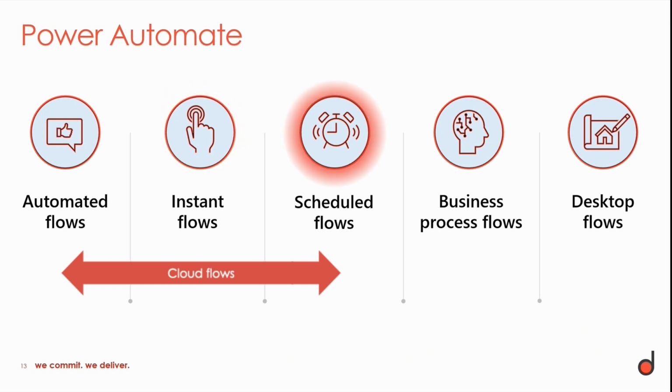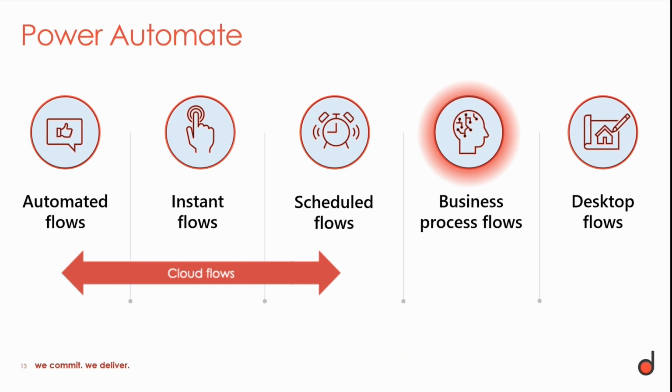And then we've got scheduled flows, which are set to run on a regular scheduled basis. So that could be daily, weekly, monthly, or whatever time and date you determine. We've then got business process flows, which are used in our model-driven apps. That's to help users follow a guided process.